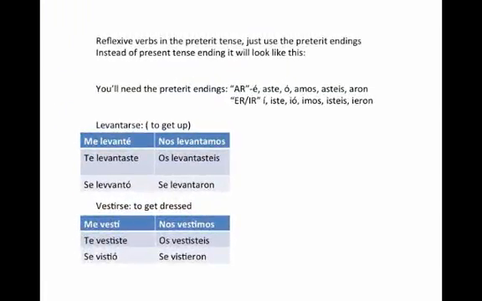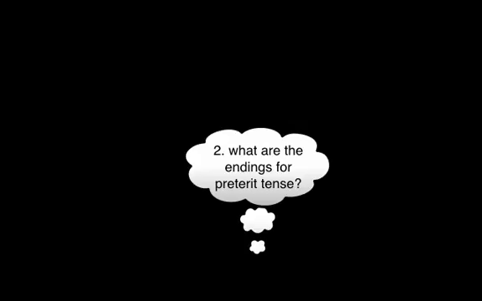Now you are looking at reflexive verbs conjugated in the preterite tense. Notice that the only difference now from the present tense from the previous examples is the ending. In this case, I'm using preterite tense endings, which I have listed for you right here. So instead of using the present tense, now use the preterite tense endings and you will be speaking in the past.